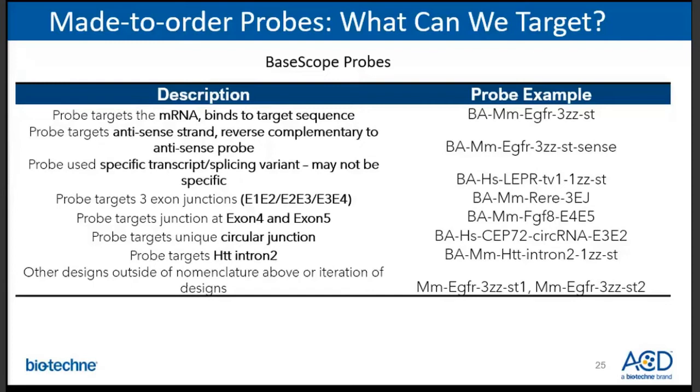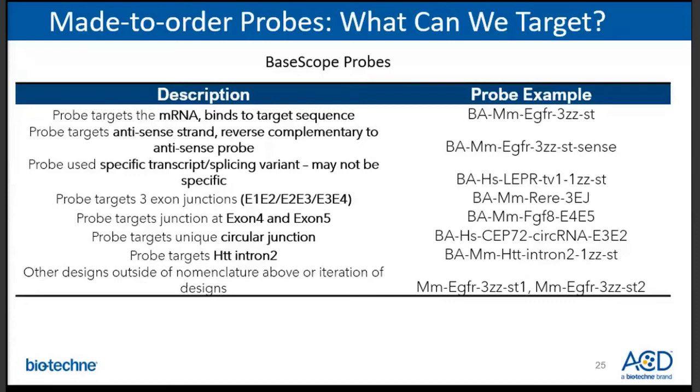And then next we have target probes that may be targeting several exon junctions, E1, E2, E2, E3, E3, E4. And this is usually denoted as a 3EJ probe. So these types of probes are targeting multiple junctions across a transcript. Next, we also can target a single exon junction, and this is denoted as exon junction 4 and 5. And so this will target the actual junction between these two exons and provide this for FGF8. And similarly, we also have a circular junction that we can target for circular RNAs, and we'll provide some examples for that later in the talk.